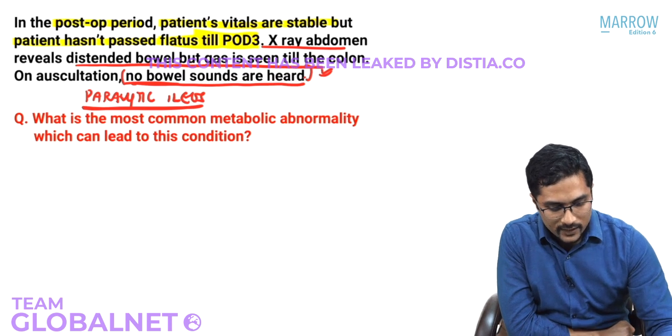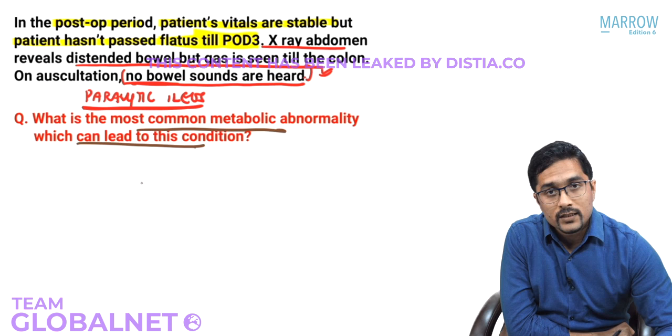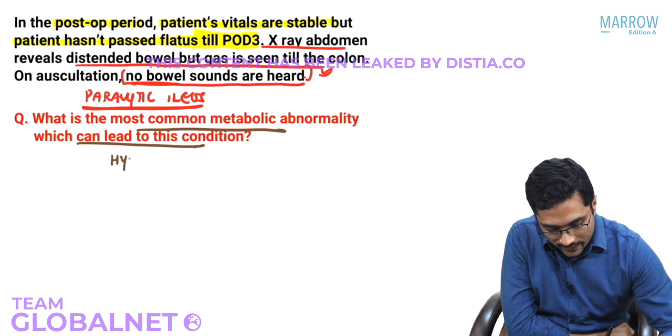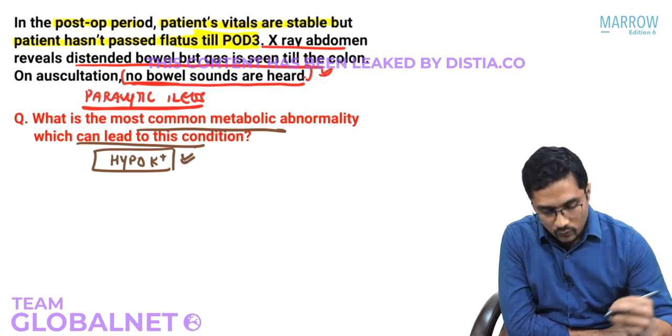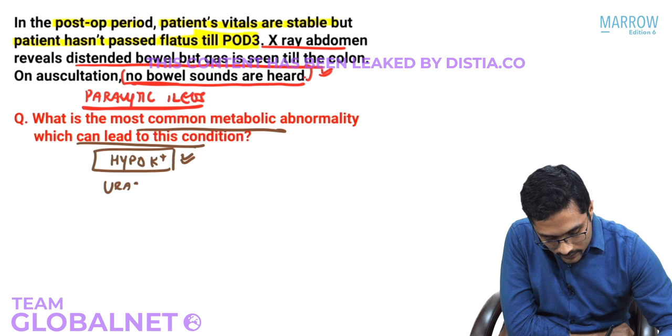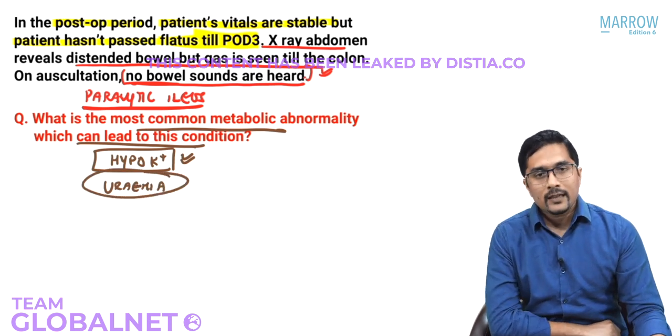The postgraduate asks you what is the most common metabolic abnormality which can give rise to this. And this has been asked many times in the exam. It is hypokalemia. You correct this and the bowel starts moving. Uremia is another one which can give rise to this. So always check the kidney function tests as well.